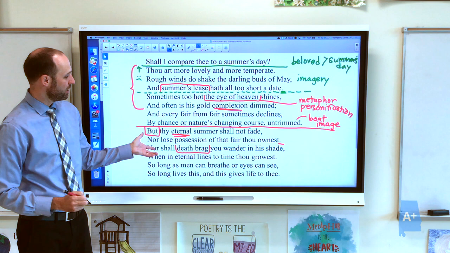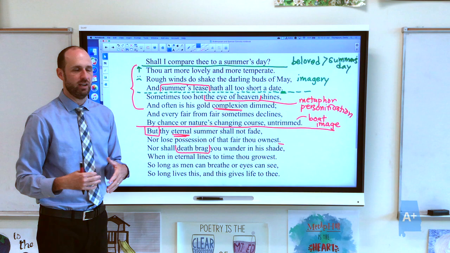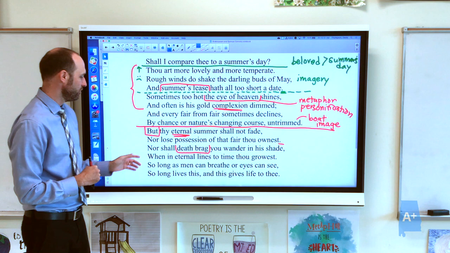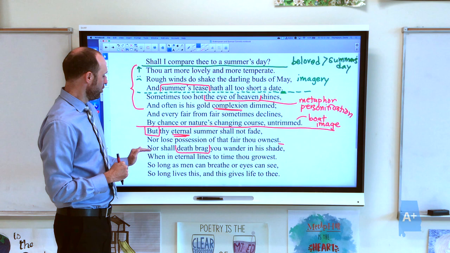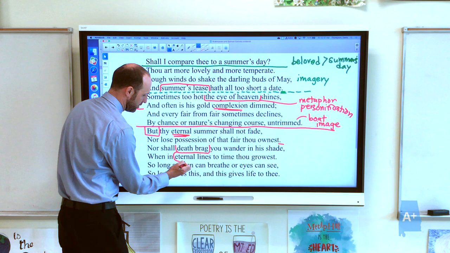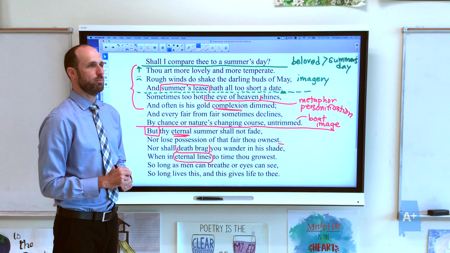Death becomes a rival suitor that's going to steal his beloved away, kind of like Hades stole Persephone and imprisoned her. And he's like, death is never going to be able to do that. Death can never steal you. "Nor shall death brag you wander in his shade." And here we get sort of the key to the poem, "when in eternal lines to time thou growest." This is basically poetry, right? I'm going to write lines of poetry, and they will preserve your beauty, and your beauty will never fail.